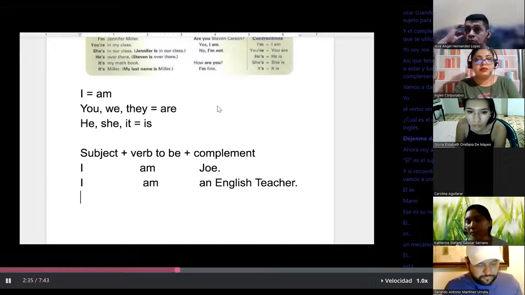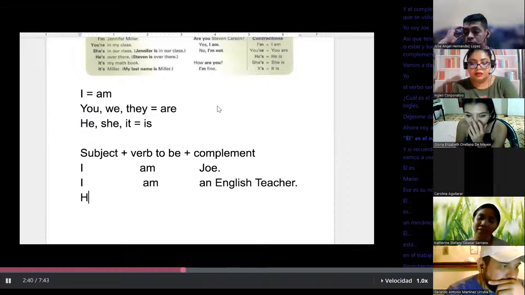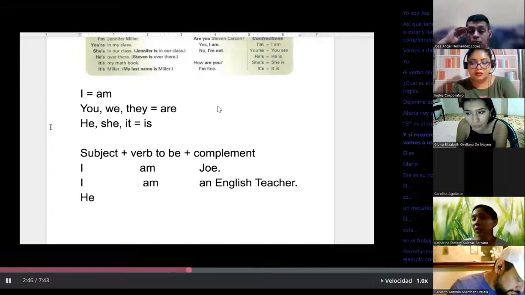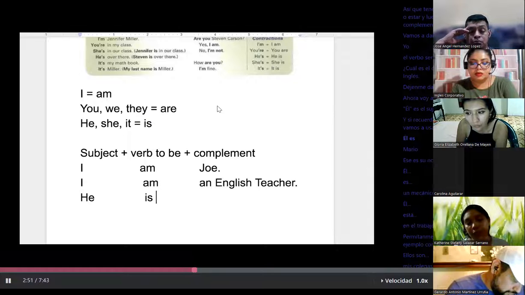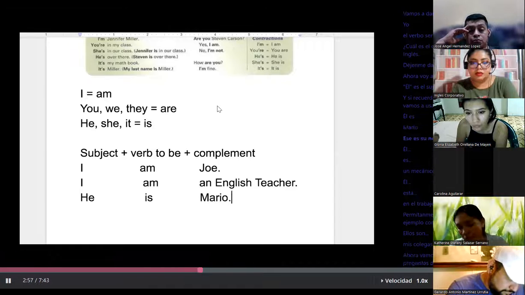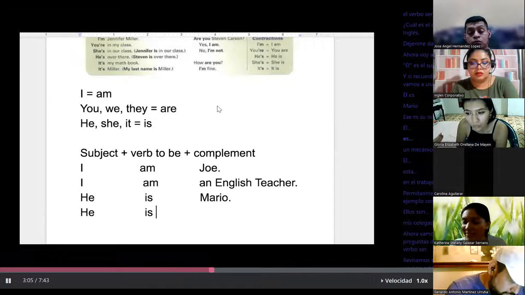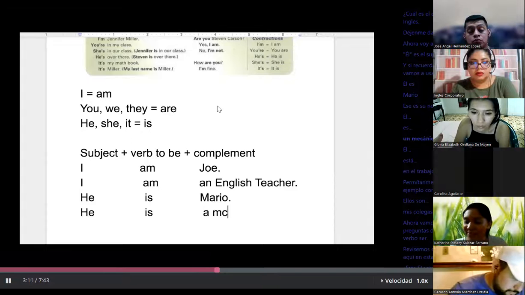Okay, let me give another example. Now I'm going to give an example with he. He is the subject of our sentence. If you remember, for that, we're going to use the verb to be is. He is. And we're going to say Mario. That's his name. He. Then we're going to say he is a mechanic.